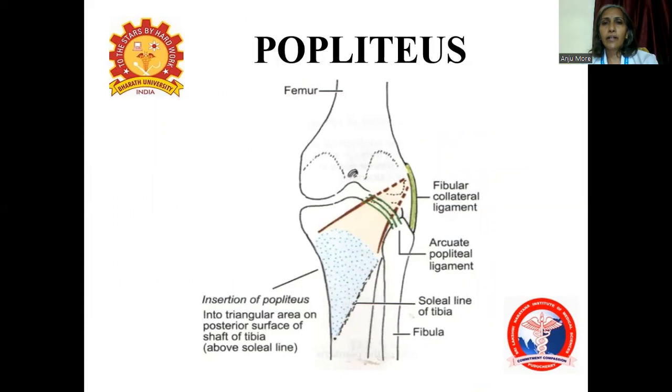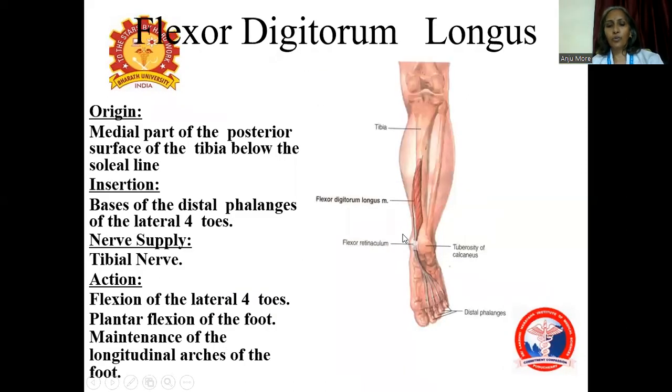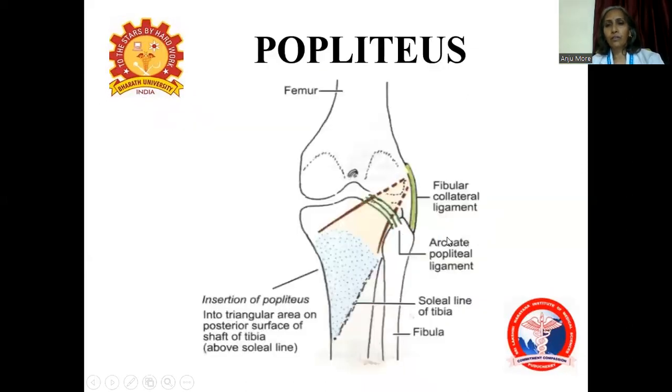The diagram shows the posterior surface of femur and tibia, and the brown line shows the muscle that is popliteus and the area of insertion of popliteus above the soleal line on the popliteal surface of tibia. Now here we see the fibular collateral ligament on the lateral side of the knee joint. Posteriorly, deep to the popliteus muscle is the arcuate ligament or the arcuate popliteal ligament.